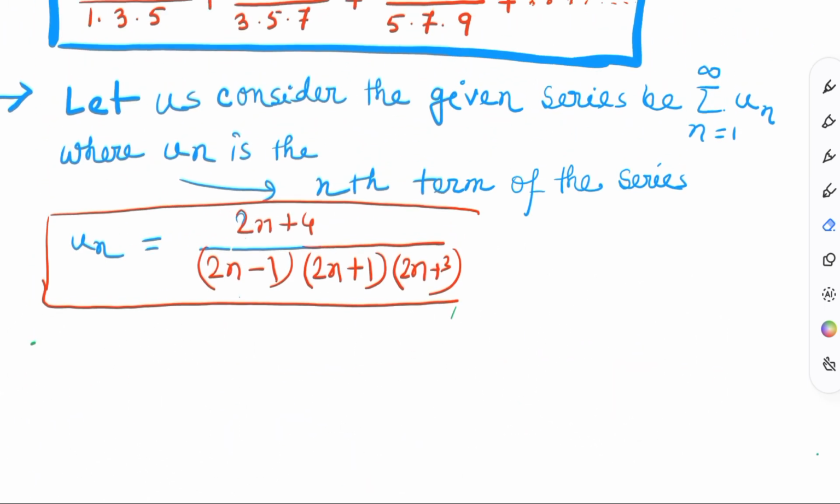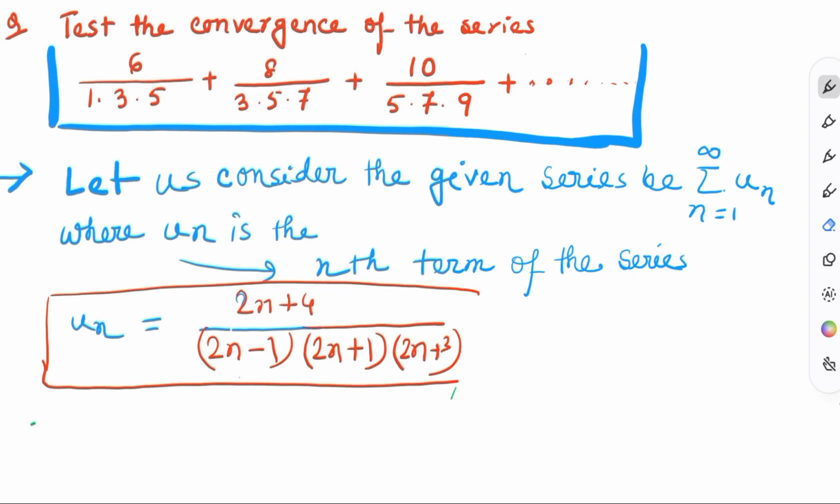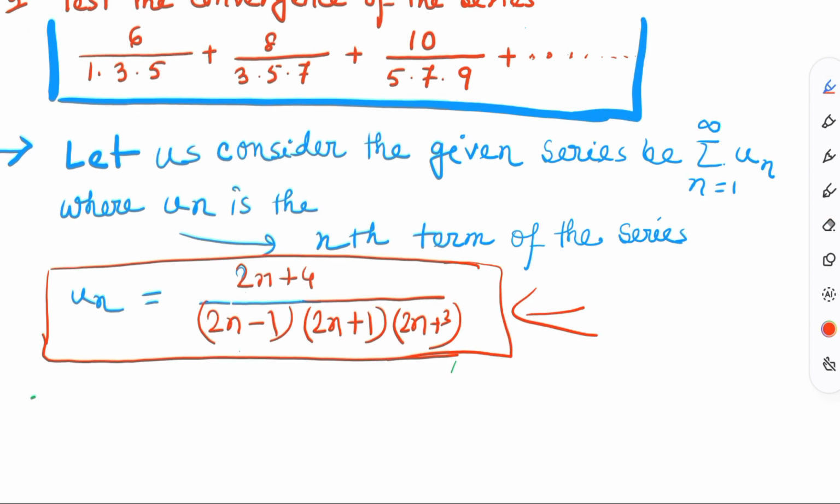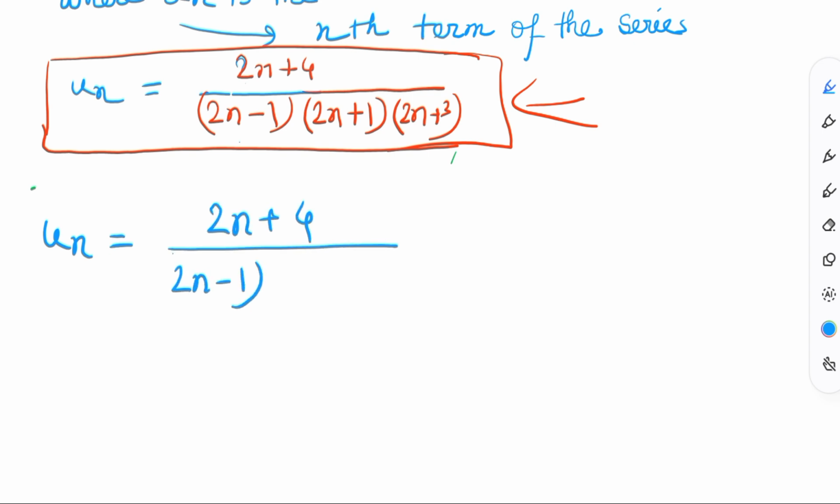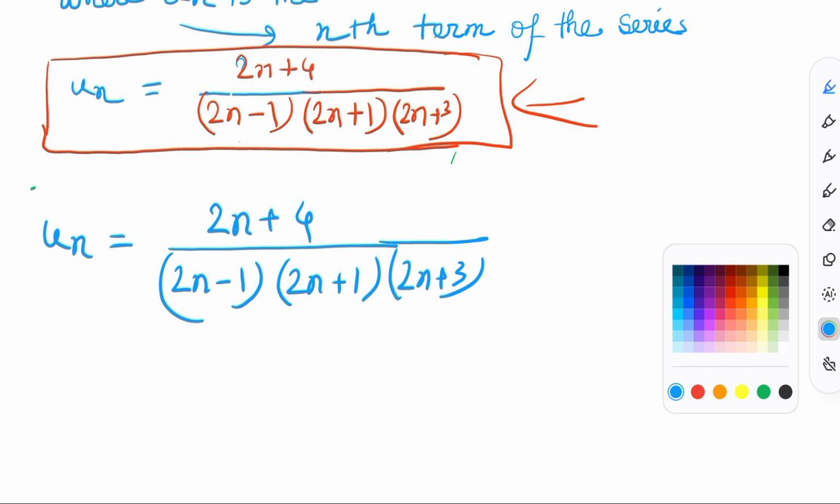Now come to the problem. So the nth term of the given series will be this. This is the nth term of the given series. So write here, un equal to 2n plus 4 by 2n minus 1 into 2n plus 1 into 2n plus 3. So we are done with the nth term.